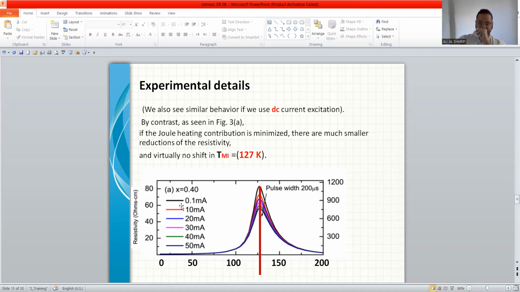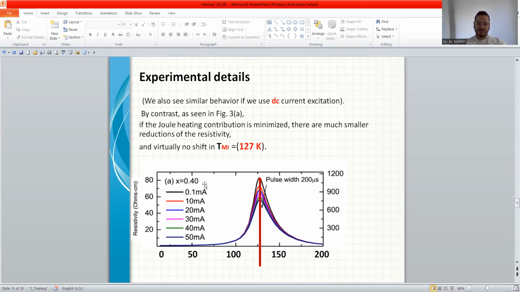What does that mean? That means at 0.1 is the first one, and at the maximum amount of current will be the smaller one. That means by increasing the current, the resistivity will decrease. By using this curve, we prove that by increasing the current, the resistivity is decreased. But all of these different amounts of current share the same 127 Kelvin at x equal 0.4.